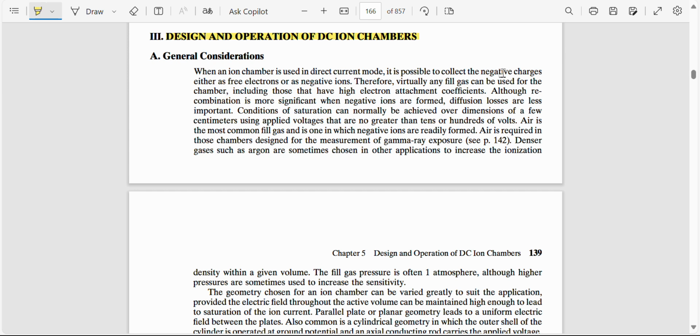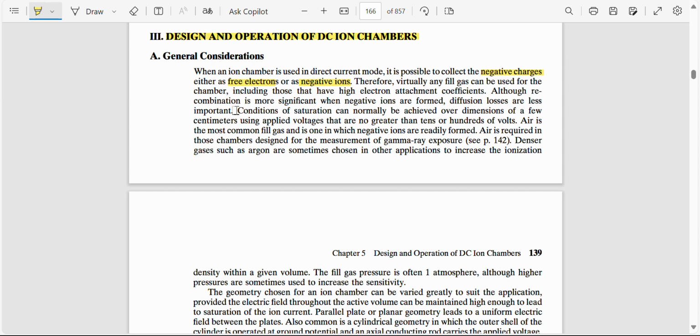So it's your choice. You can collect the negative charges as per your need: free electrons, which are negative, or negative ions, which are also negative. Therefore, virtually any fill gas can be used for the chamber, including those that have high electron attachment coefficients. Although recombination is more significant when negative ions are formed, diffusion losses are less important.